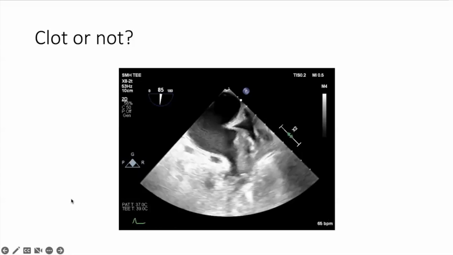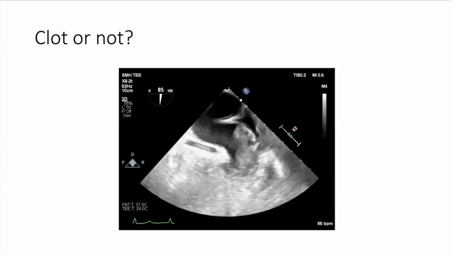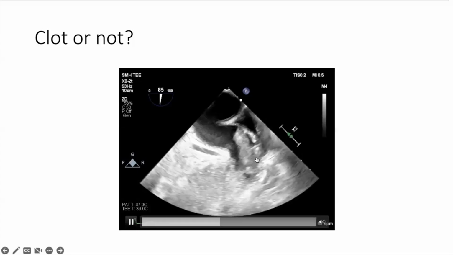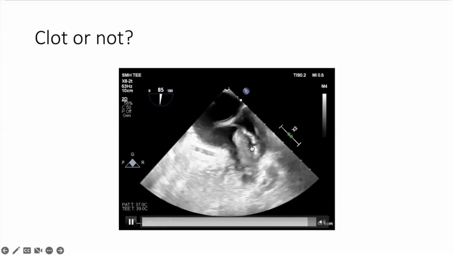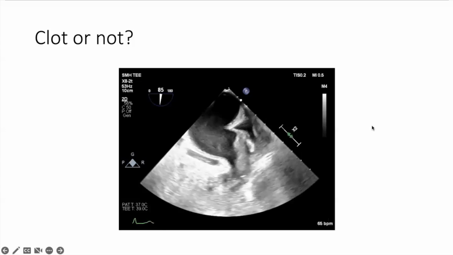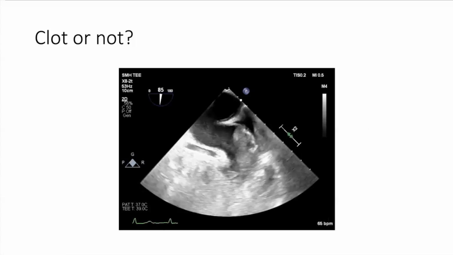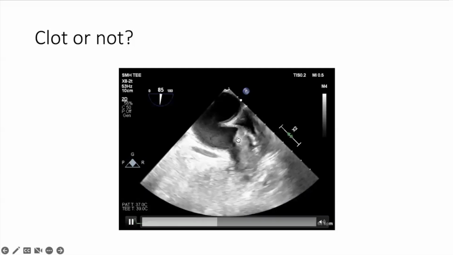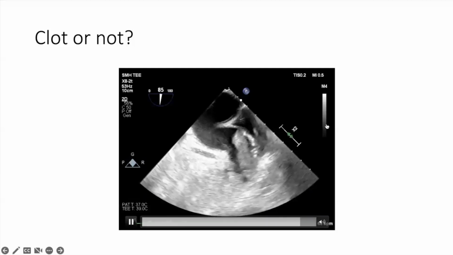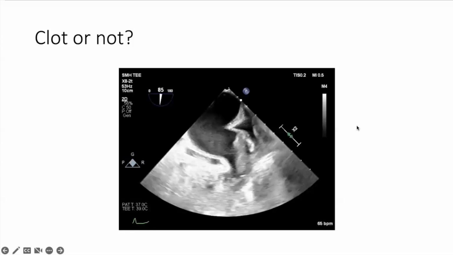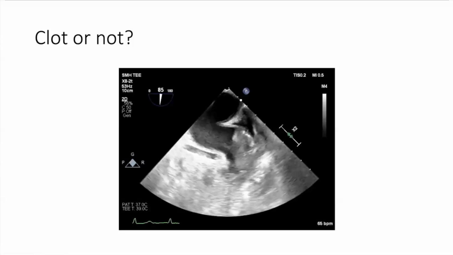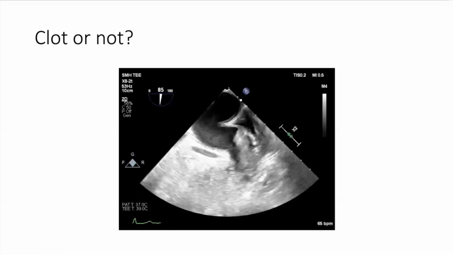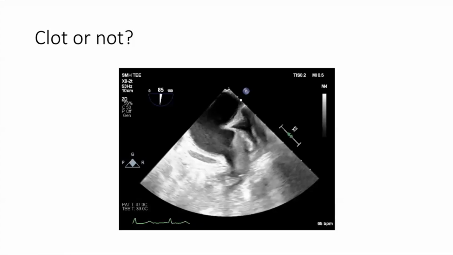Here we have a loop from TEE showing a rather large clot in the left atrial appendage. I believe this was an outpatient being assessed for severe TR, but this was found incidentally, and this is an important part of the routine TEE. So an urgent call was placed to the patient's community cardiologist to let them know that if they're not on anticoagulation, they probably should be.